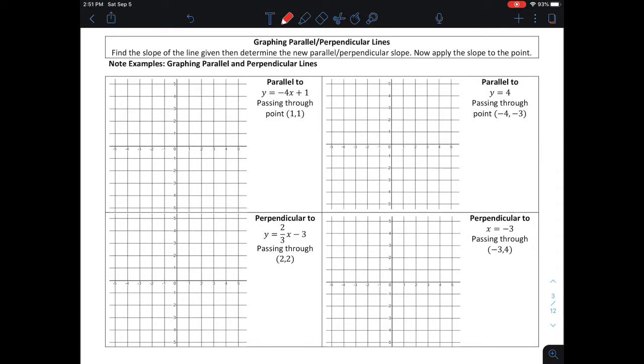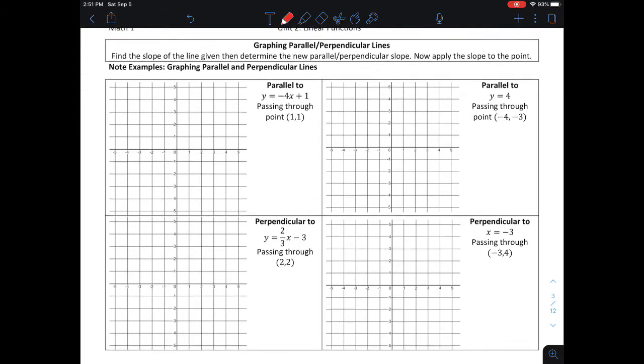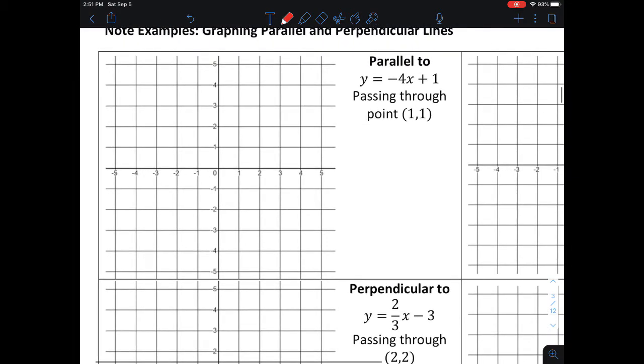So what we're going to do is graph a line in this first one on the top left-hand corner. I'll zoom in. That is parallel to the one that's given. Now I'm going to color code here, and I'm going to graph that line that we want to be parallel to. So that line has a y-intercept of 1.